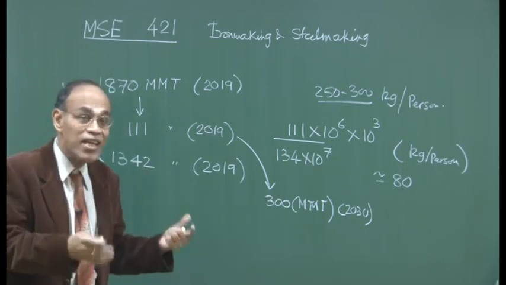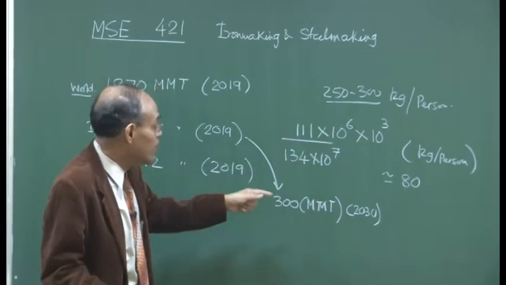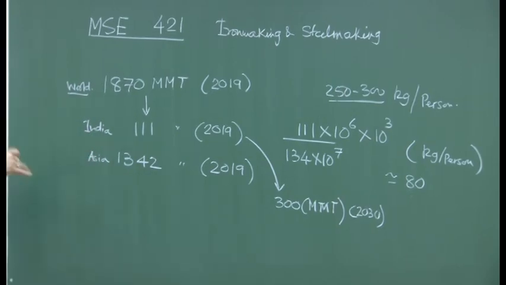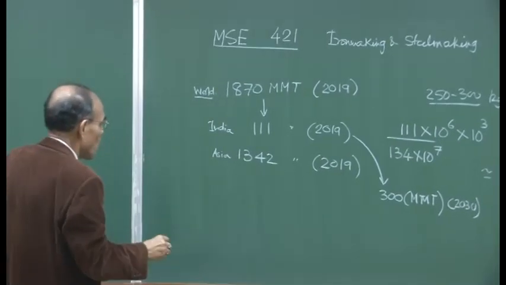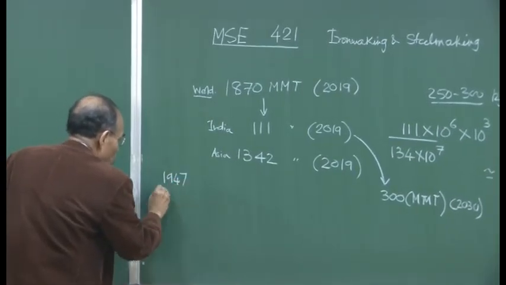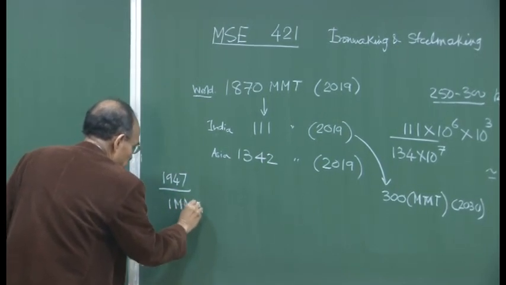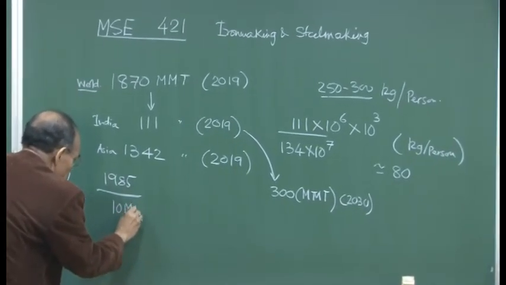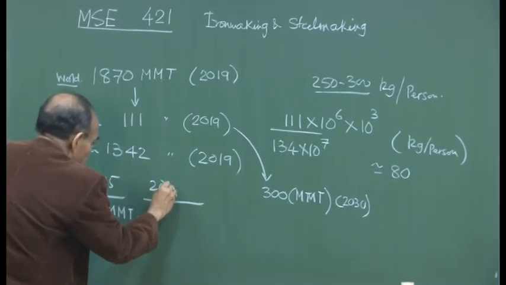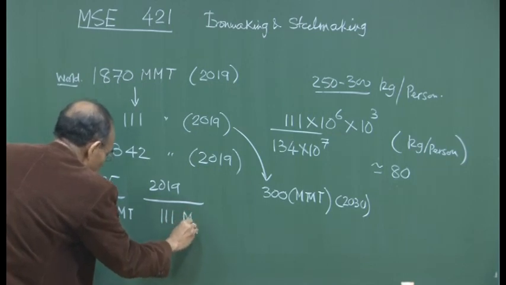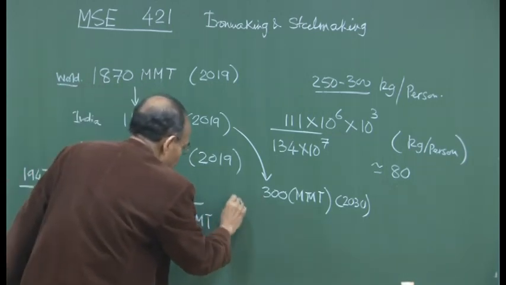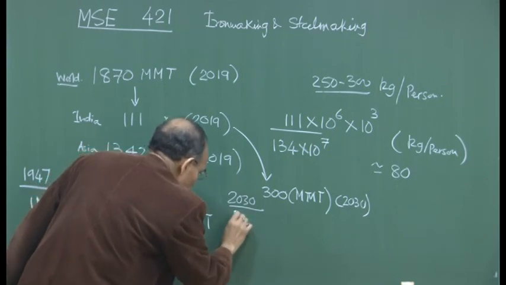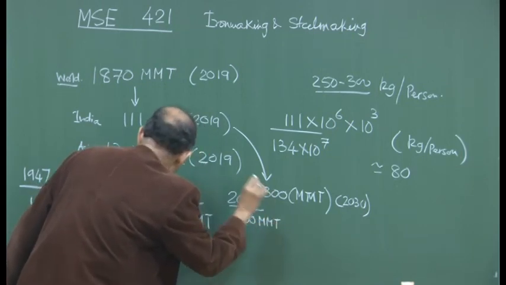We need steel to grow. So that is why India's steel production is growing. If you look at India's statistics, I will discuss the Indian steel plants in a little more detail later, towards the end of the course. So in 1947, India produced about 1 million metric ton. Come 1985, India produced about 10 million metric ton. In 2019, as I have indicated, it is 101 million metric ton, and the projection by the ministry is that we will have 300 million metric ton.